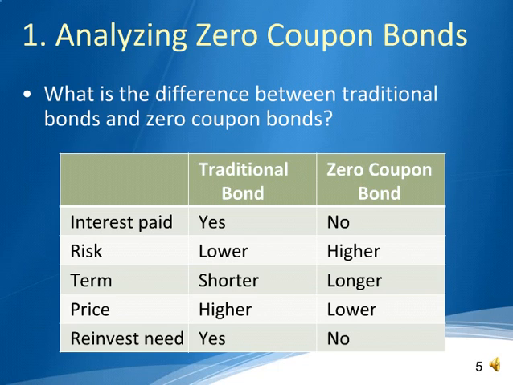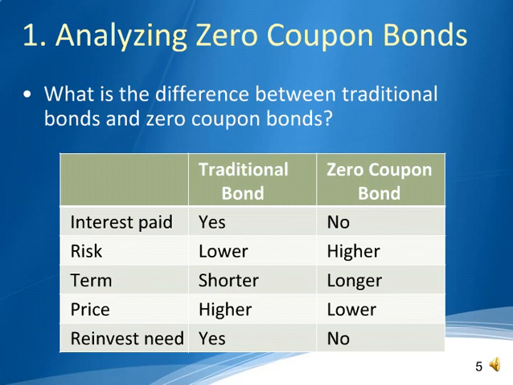And let's talk about the term, the length of the bond. Normally a traditional bond has a shorter term, like a couple of months, 1 year, 2 years, 3 years, 5 years. Maybe some of them could be 30 years. With the zero coupon bond, normally they have a longer term, like 8 years, 10 years, or even longer.